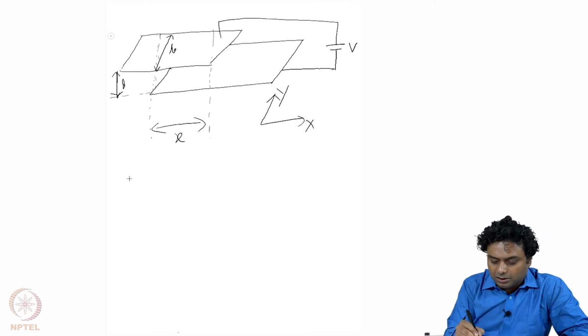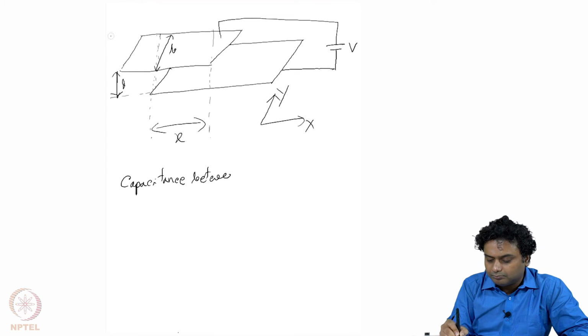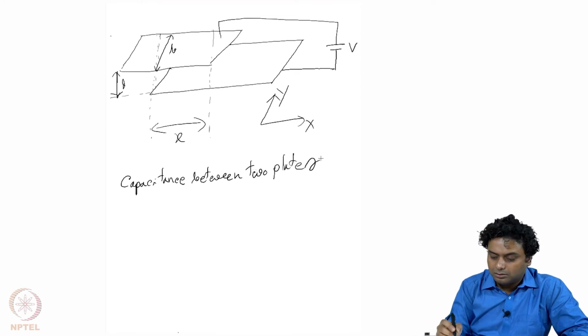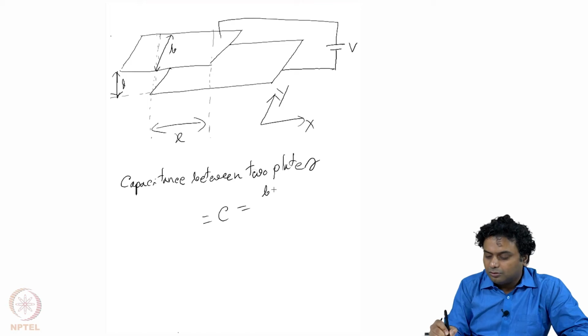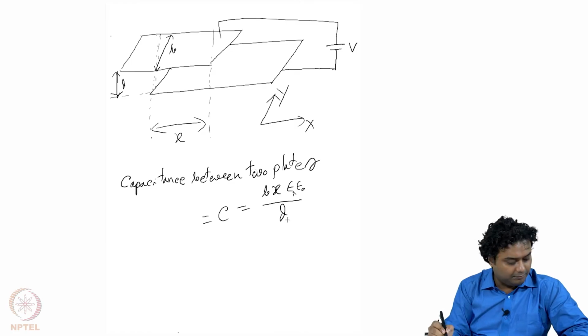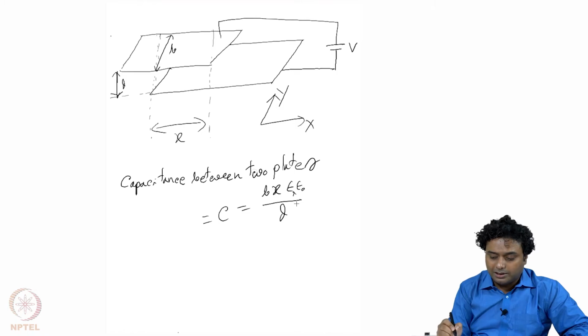Now the capacitance C is equal to B x epsilon naught divided by D. Capacitance between these two plates is B x epsilon r epsilon naught divided by D.